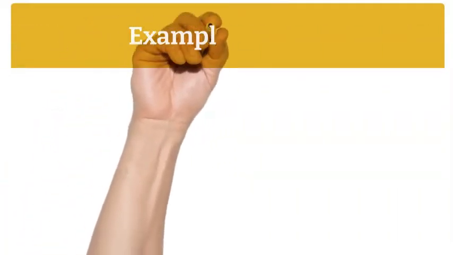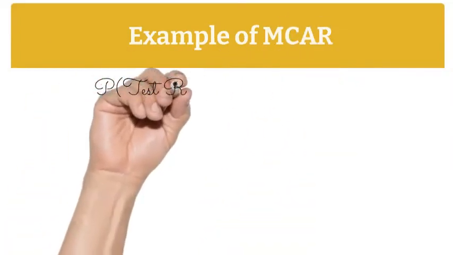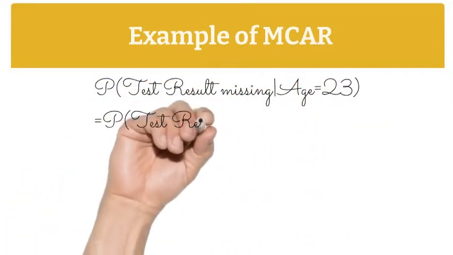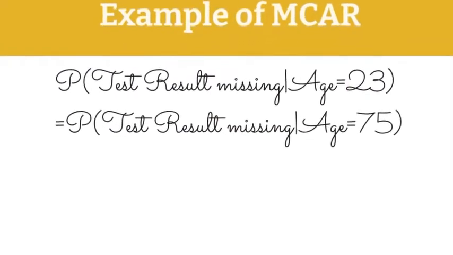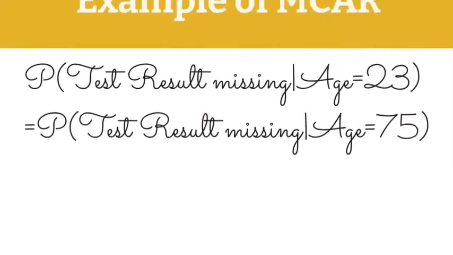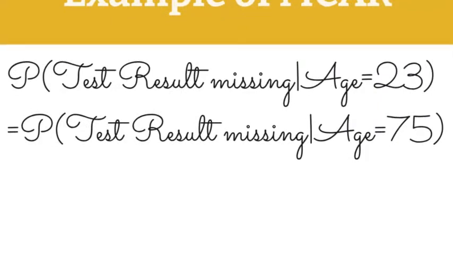If we consider the previous table, you would observe that there are two missing values for H23 and two missing values for H75. What does this mean? This basically means that there are two observations out of four for H23 which are missing, and the same thing applies for H75. In other words, the probability of a test result missing for H23 is 1/2, and this applies for H75 as well.